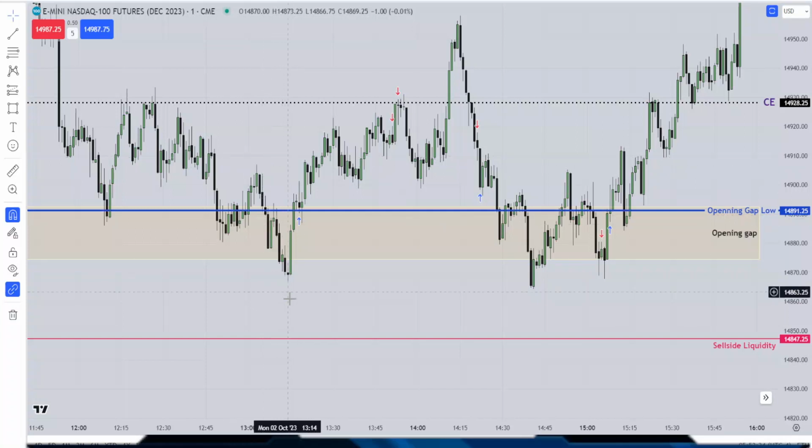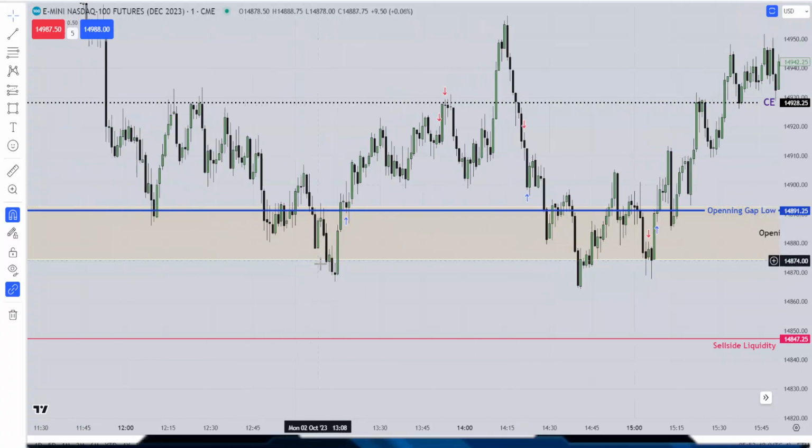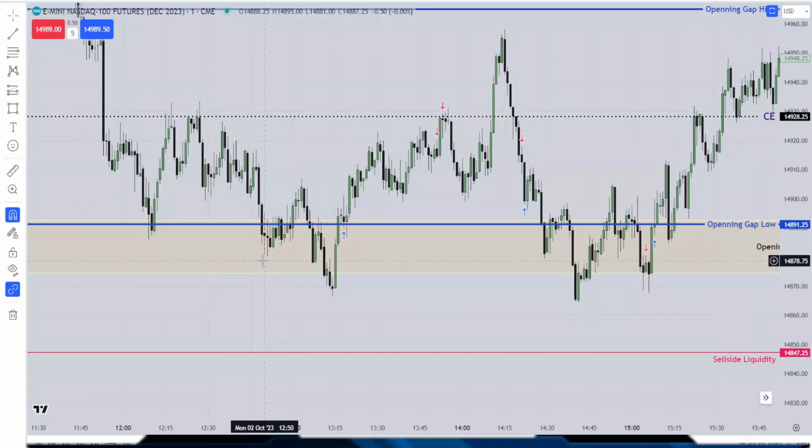So when price came below the opening gap, it should have used this opening gap as its resistance, but it didn't do it. On the other hand, that was a very sharp run. When I saw this sharp run, it had cleared all of the liquidity from the lunch hour, from 12 to 1. That is the price action. You have to read this.